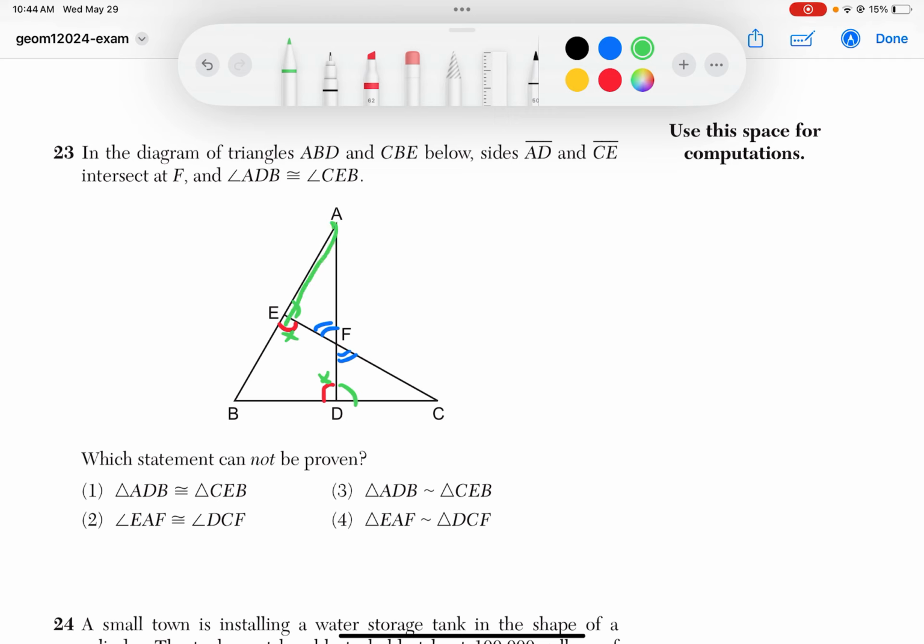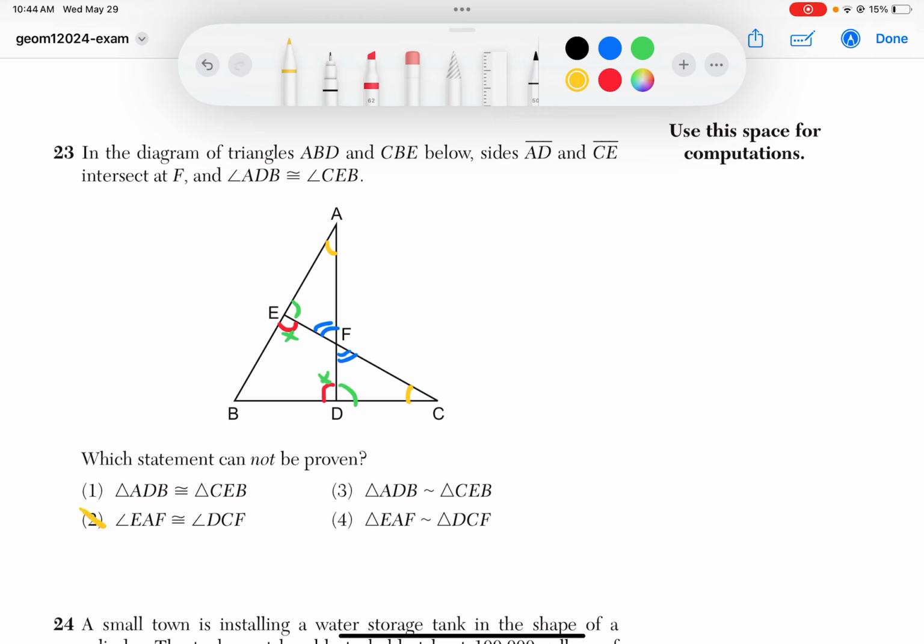And in these triangles specifically, since 2 out of their 3 angles are congruent, the third angles must also be congruent because they have to add up to 180 in the first place. That's also angle addition. So I know that these angles are congruent. So have I proven, let's just go to number 2, have I proven that EAF is congruent to DCF? EAF, DCF. Yes, I have. That is a provable statement. It cannot be number 2.